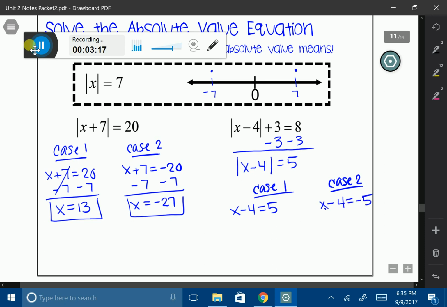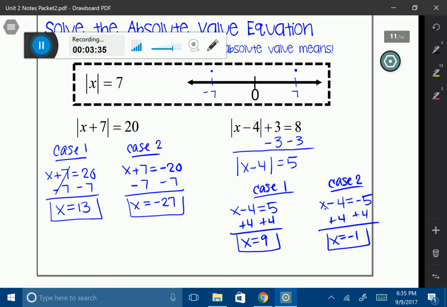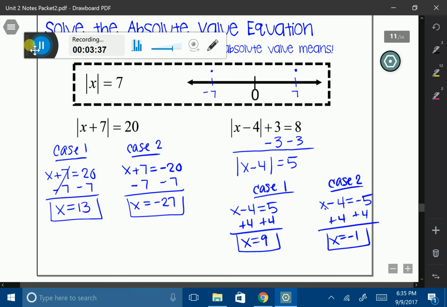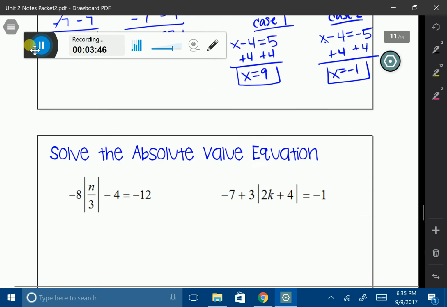And now I'm simply going to go ahead and solve these one-step equations. One of my numbers that I can substitute into my equation is 9. And the other number is going to be negative 1. So those two numbers I can substitute back into my equation, and the left-hand side should be equal to the right-hand side. Now you can do a quick mental check of these just to make sure that you are correct. Okay, let's move on to some more.